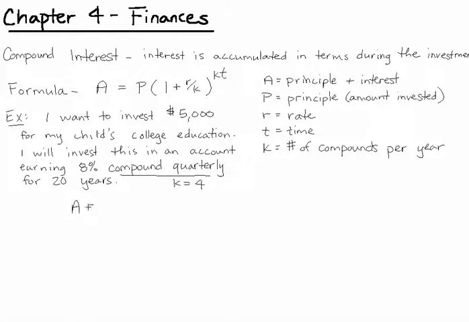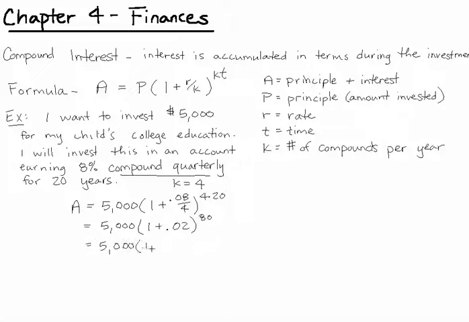So we're going to plug our values into our formula. Our principal, we start out with 5,000. The rate is 0.08, and we're dividing this by 4, K equals 4. And then that's raised to the 4 times 20. And now we'll simplify. 0.08 divided by 4 is 0.02, and 4 times 20 is 80. So what we're doing is we are raising 1.02 to the 80th power.